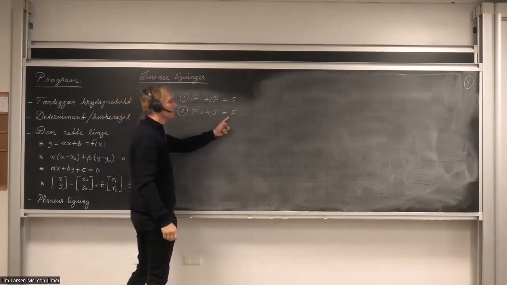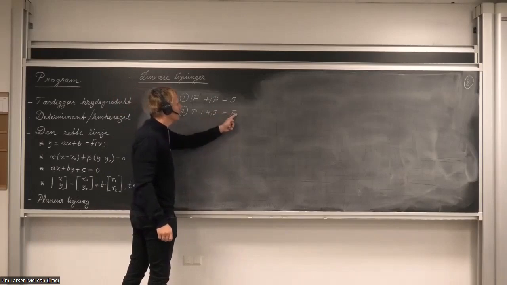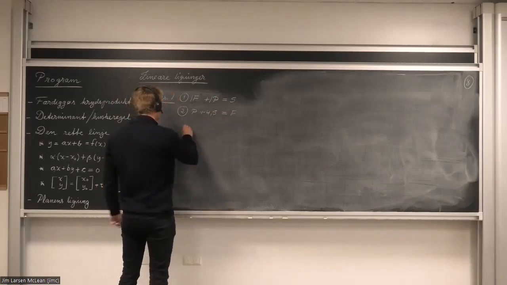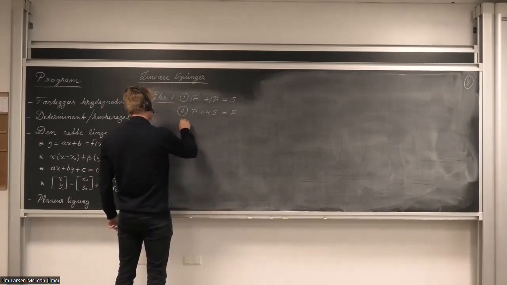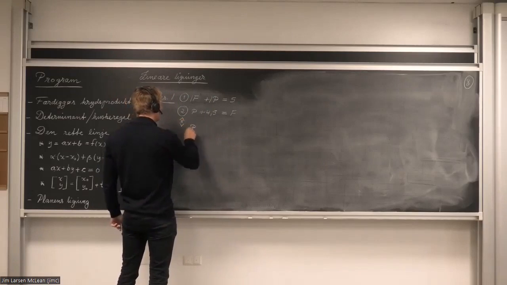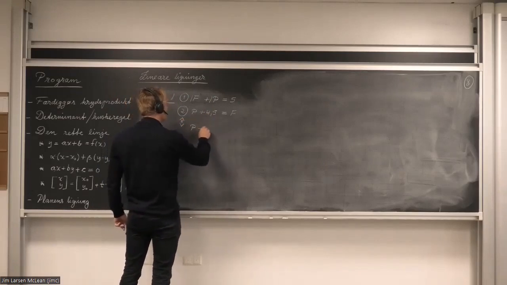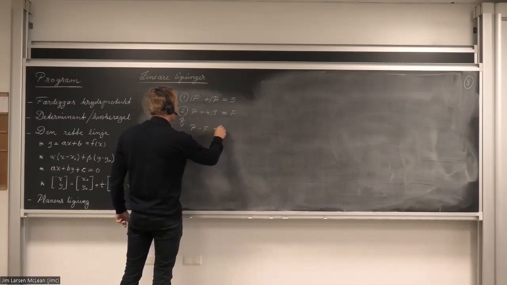But this one here is not in standard form. I want the constant over there and the bottle's price over here, so I'll just rewrite equation 2. It will say the cork's price minus the bottle's price equals negative 4.5.